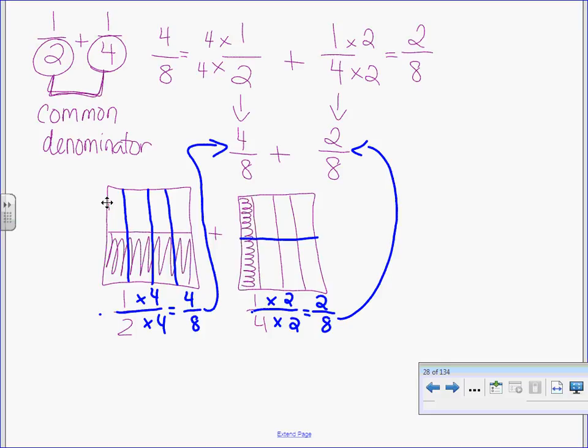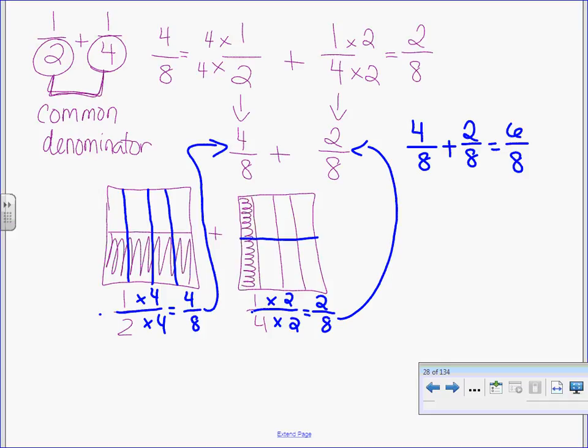So we have 4 eighths plus 2 eighths. And all you have to do, since our denominators are the same, is add your numerators. So what's 4 plus 2? 6. So we have 6 eighths.